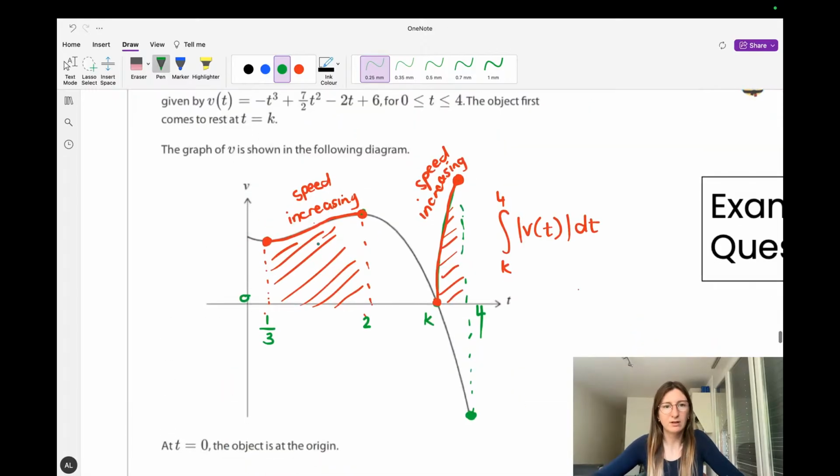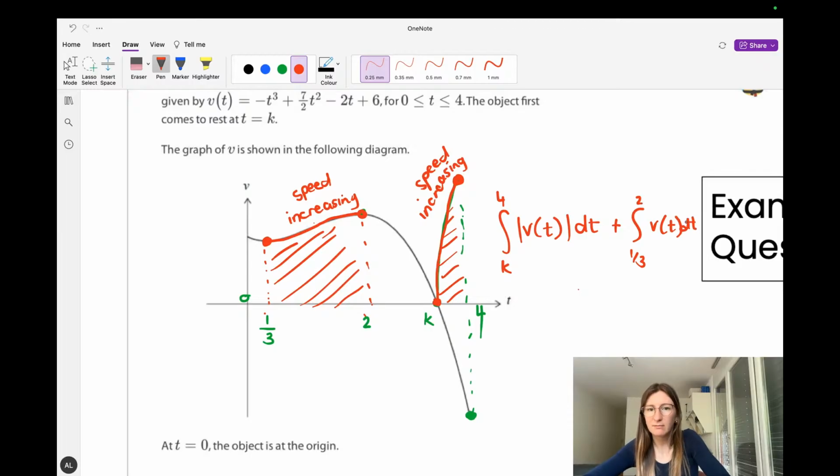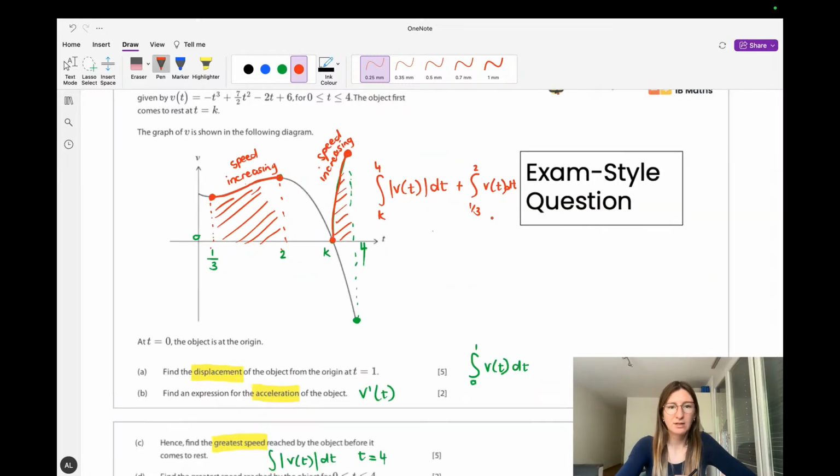So then for this area, that would be between a third and 2 of v of t dt. And that's positive already, so we don't need to absolute value that. And that would give us the whole distance when the speed is increasing. So that's another kind of question.